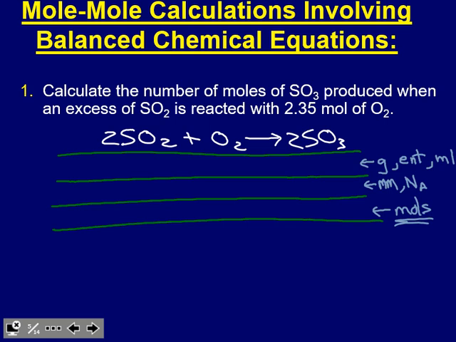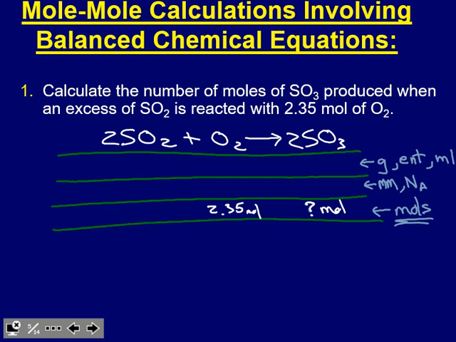So directly under the SO3, in the mole line, because it says moles, I will put question mark, moles. That's what we're looking for. Is produced when an excess of SO2, so lots of SO2, I don't have to worry about it, is reacted with 2.35 moles of O2. Under the O2, 2.35 moles. So its position is important.